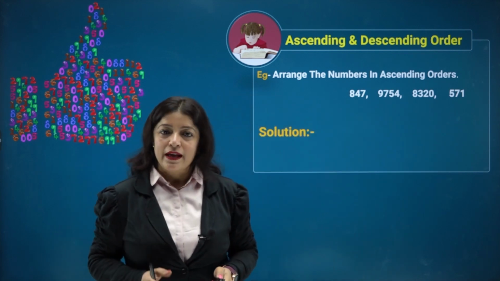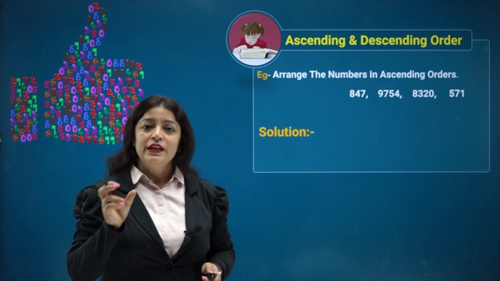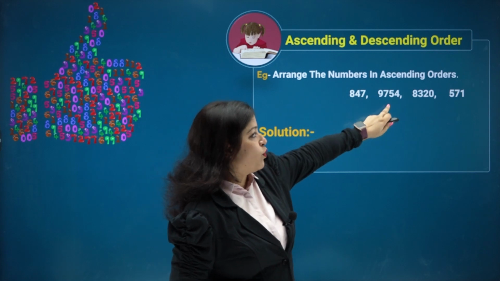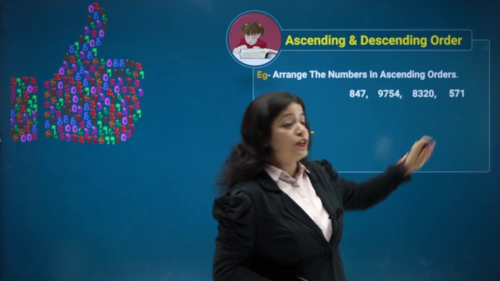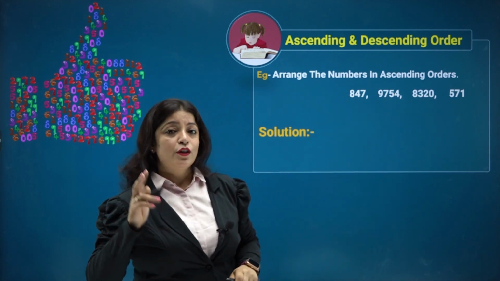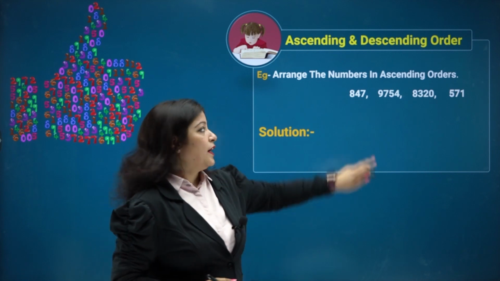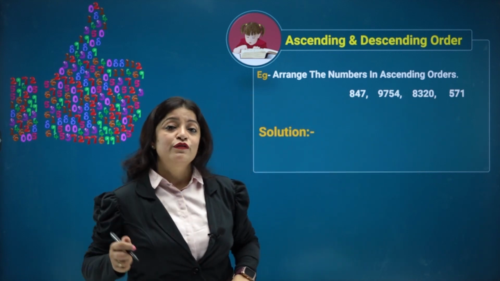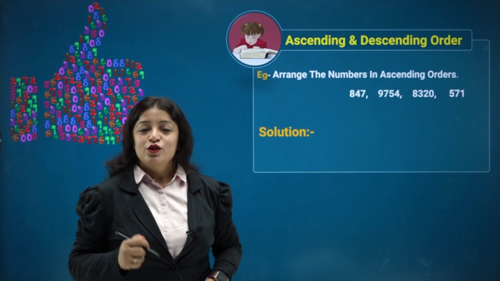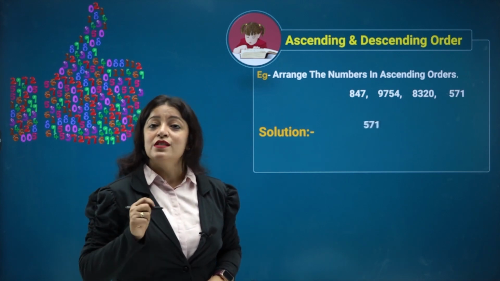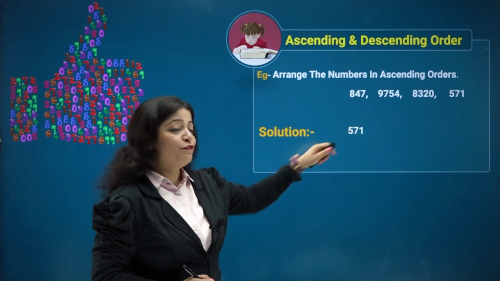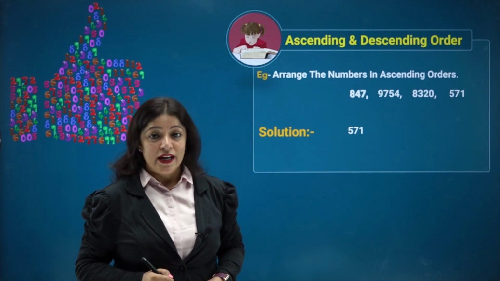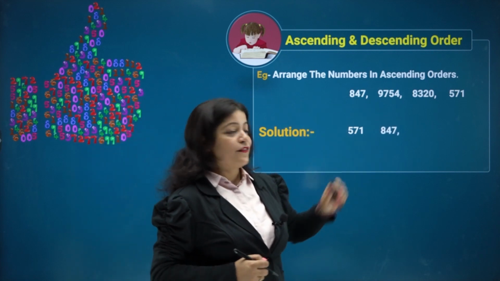Now to start the comparison, we need to first see how many digits are there in each number. Now this is a 3-digit number, this is a 4-digit number and a 3-digit number. That means there are two numbers having 3 digits, 847 and 571. And which one of them will be the smaller number? So yes, 571 is the smallest number and will be written first in the sequence. After this, we will write 847.